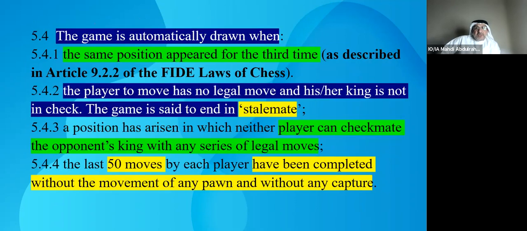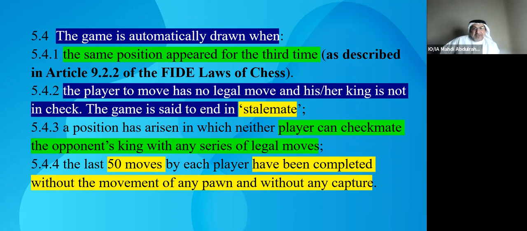And the game is automatically a draw when the same position appears for the third time, as described in the article. So the platform automatically gives a draw. Here, there is no chance for the arbiter to wait for five times, then interfere and say, okay, draw.